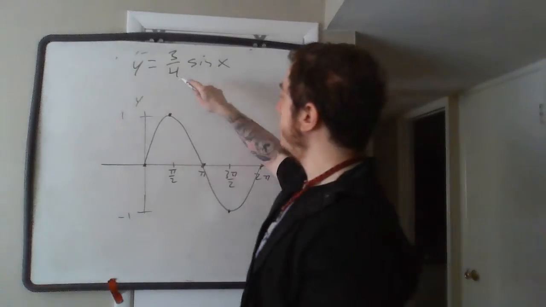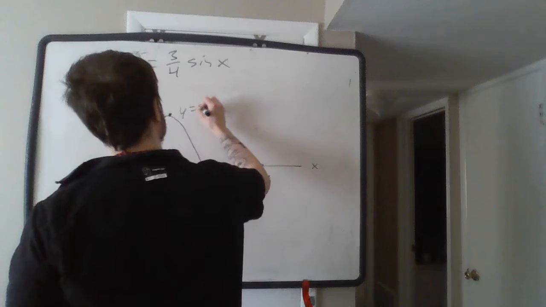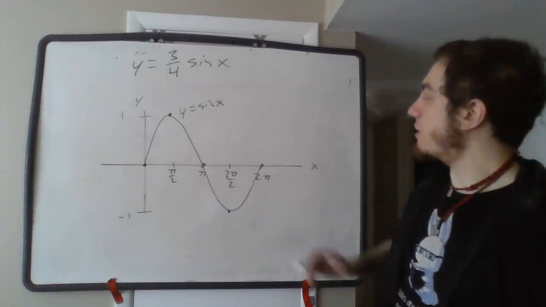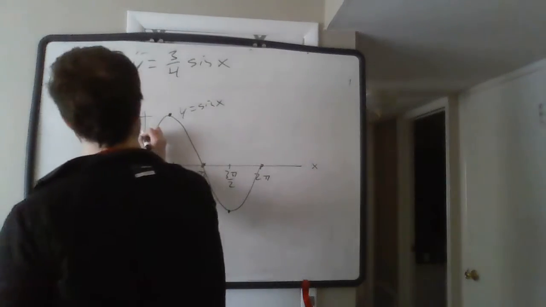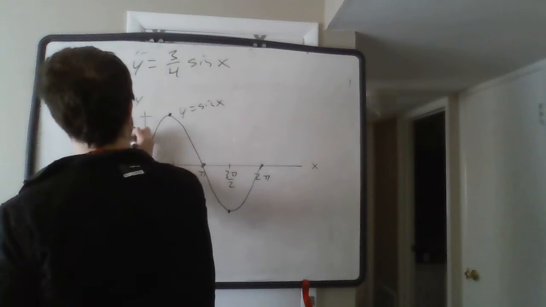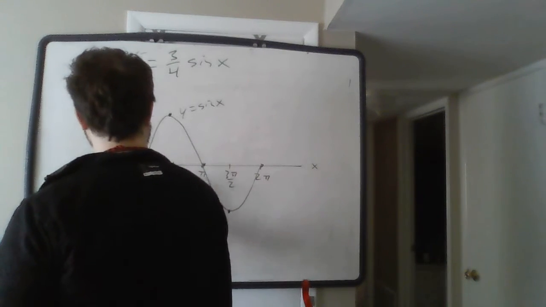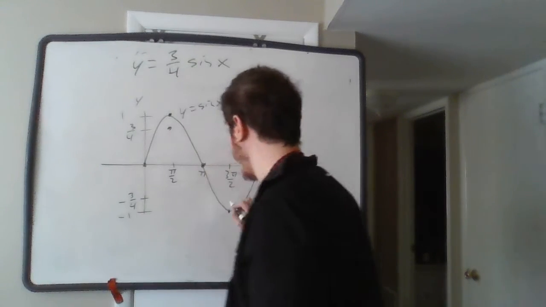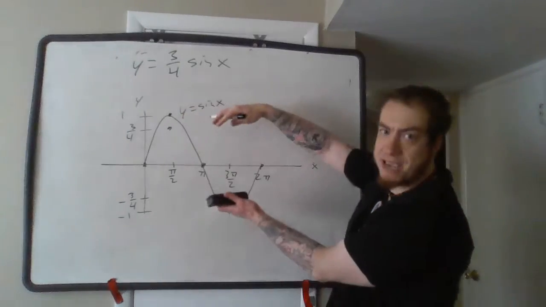But the amplitude here is 3/4. So this is y equals sine x, the original function. When I do this transformation, I'm changing the amplitude to 3/4. So I should now go from +3/4 to -3/4. Everything else remains basically the same. It's literally just that I'm changing how big these waves are.